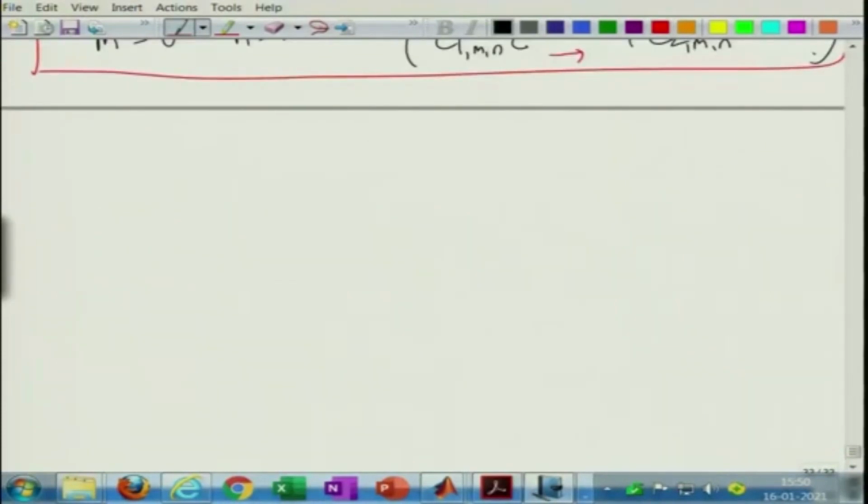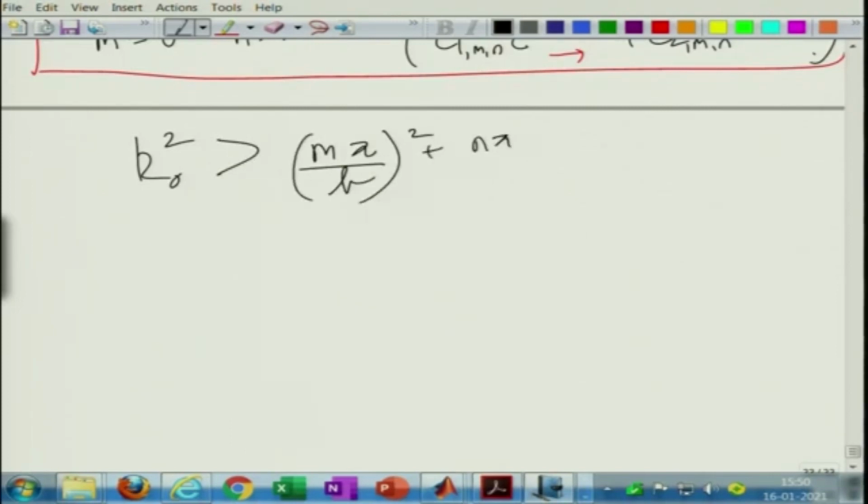Again, derive cut-on frequencies in terms of the corresponding wave numbers. We just saw that when k naught square is greater than (m pi by b) and (n pi by h) whole square, the mode will be propagated unattenuated, that is, the waves will not be cut off, it will be cut on.